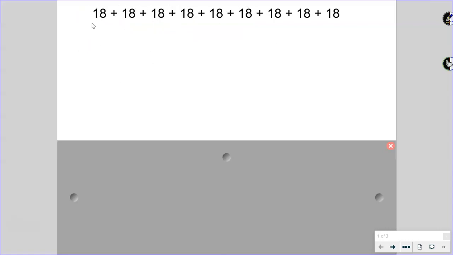Because we know that if you add the same number over and over, this expression can be re-represented as multiplication. So it would be really smart of me to first count out how many groups of 18 I'm actually adding. I'm going to do that really quickly. We have 1, 2, 3, 4, 5, 6, 7, 8, 9. So I know that what I'm actually looking at is the expression 9 times 18, because I'm adding the number 18 9 times, okay?